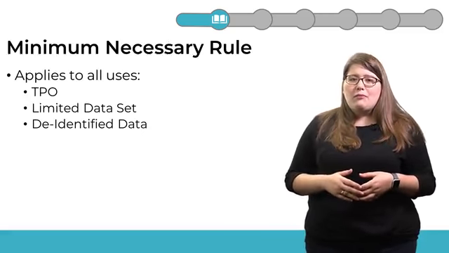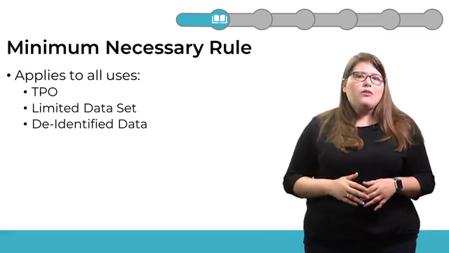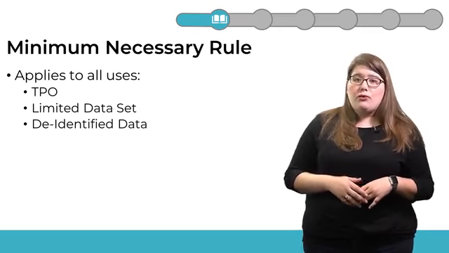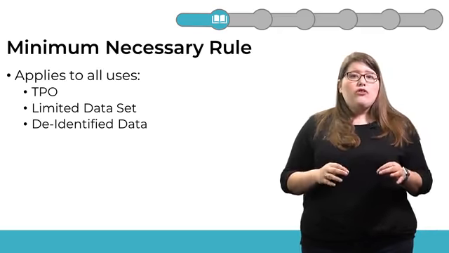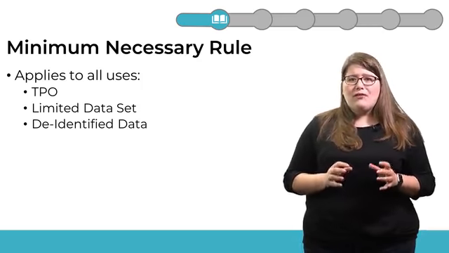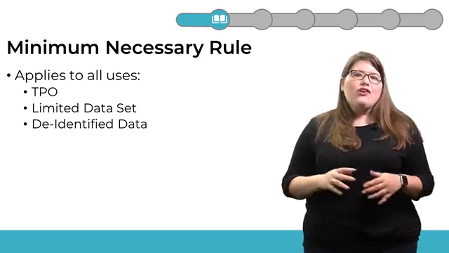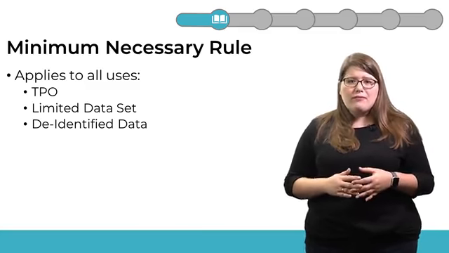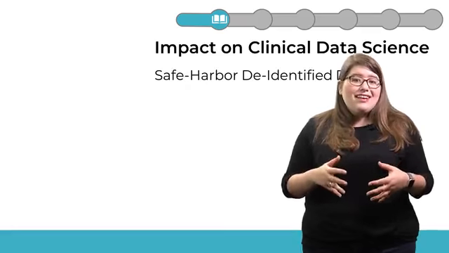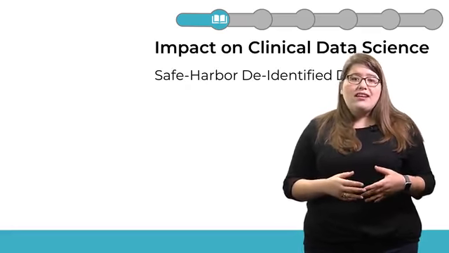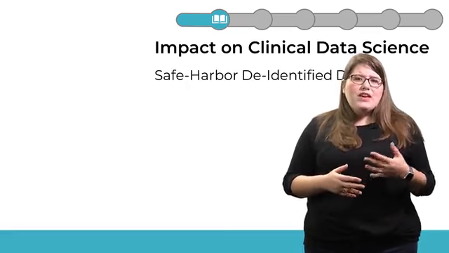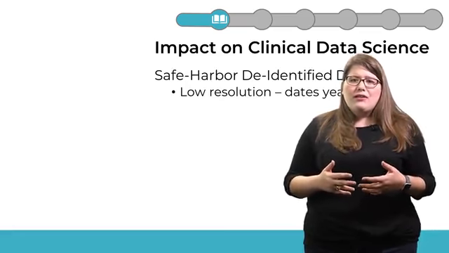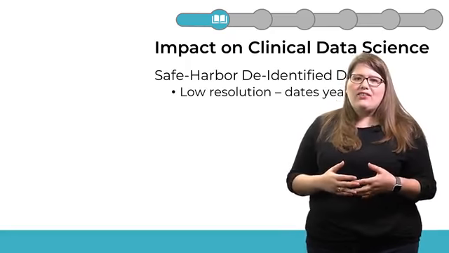Regardless of the level of identifiability of data, HIPAA applies a principle of minimum necessary use and disclosure. Covered entities must use only the minimum amount of data necessary for the given purpose and cannot share the entire record unless the amount of data is reasonably needed for the purpose. Overall, the HIPAA Privacy Rule has a fairly large impact on clinical data science. De-identified data, especially data that is de-identified by the Safe Harbor method, because of the restriction on dates to year only, can really limit the types of possible analyses.